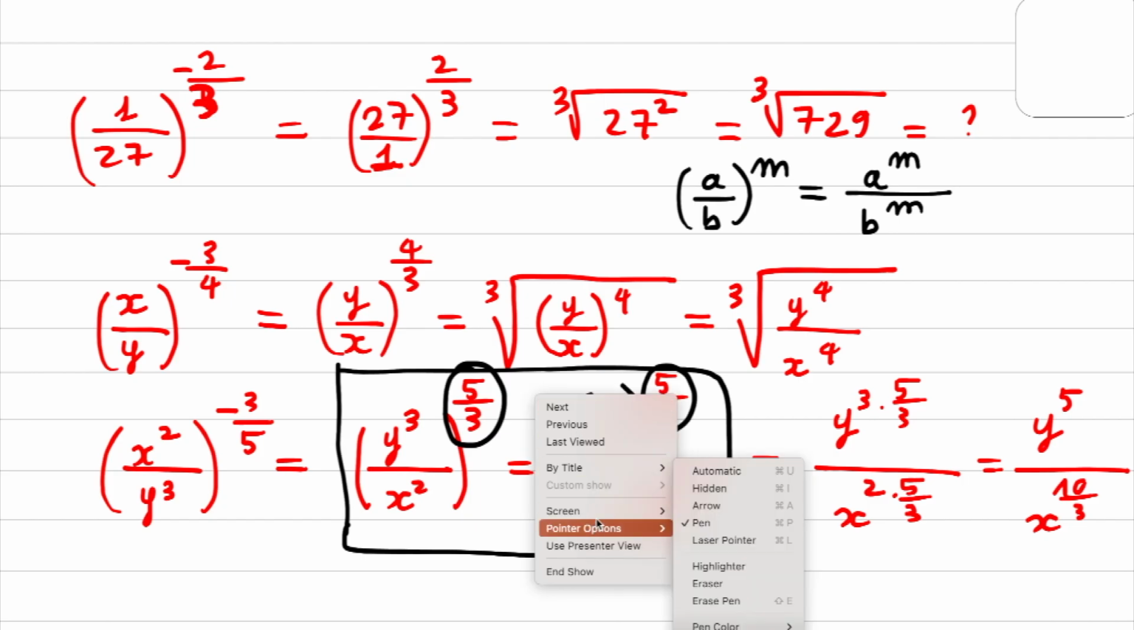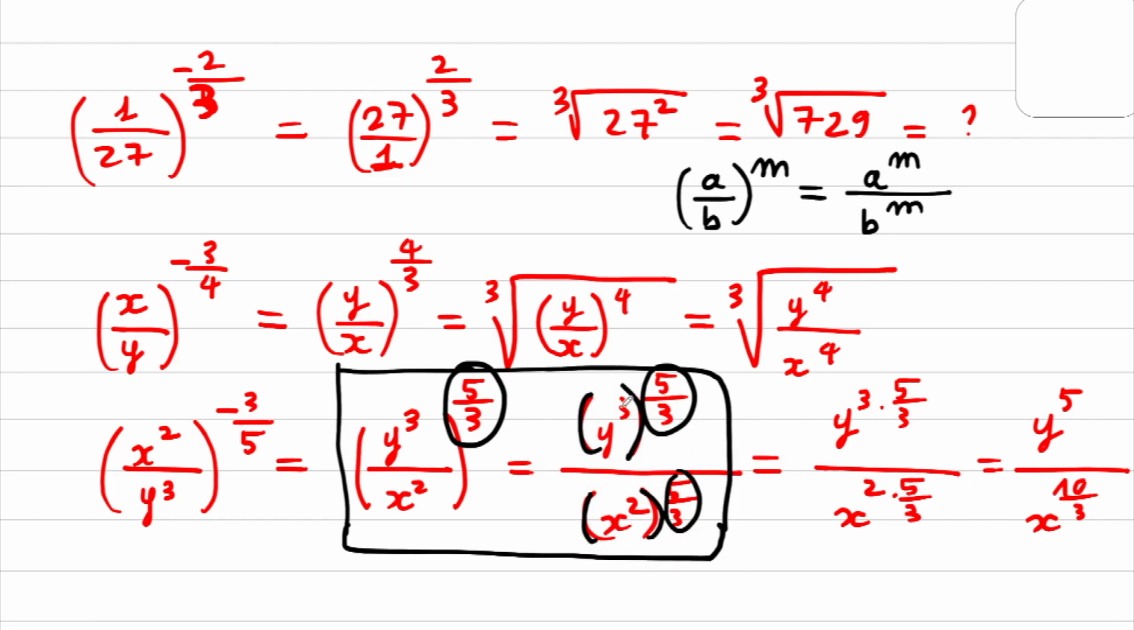And for this writing, you can see it's very easy. You have 3 inside the bracket, it is the first power number. 5 over 3 outside the bracket, we need a second power number. So for the operation between them, I will use multiplication. Multiply here and multiply here. That's why I get the answer for this one: y to the power of 5 over x to the power of 10 over 3. And then I can rewrite it in another form for simplicity.